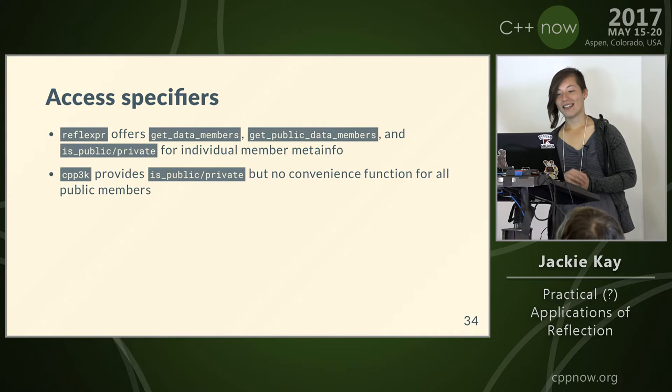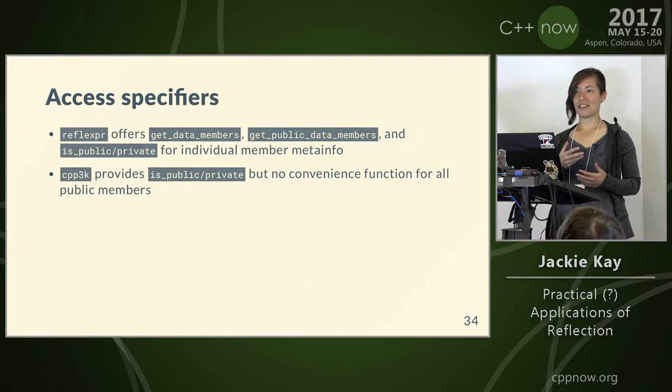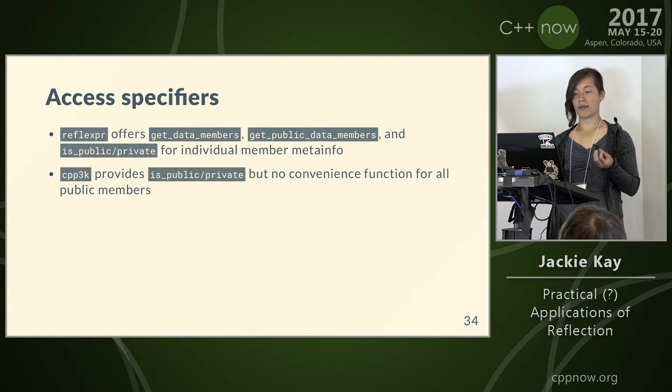Okay, so the next thing I want to address is this access specifiers discussion. In the current state of the implementation that I worked with, understand that with the proposals, things are always changing, by default, get_data_members and the member variables in the other implementation reflect on all public members. In the reflexpr implementation, there's a get_public_data_members, which will only give you the public data members. And both of the implementations provide an is_public or an is_private for the meta information. So at compile time, you can determine if a certain member is public or private.